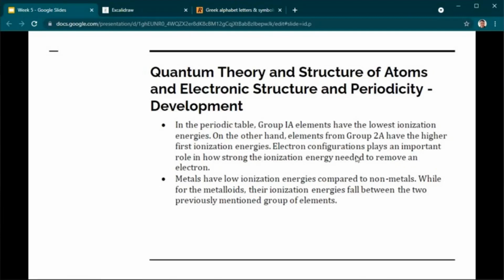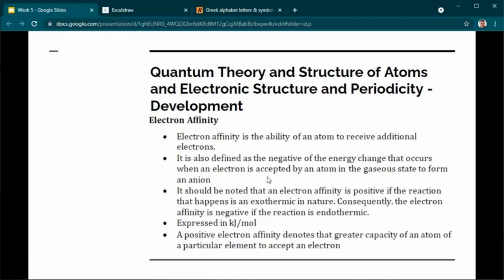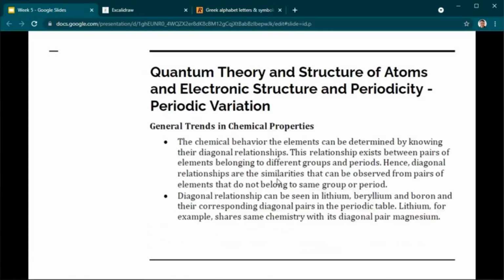Electron configuration plays an important role in how much ionization energy is needed to remove an electron. Metals have low ionization energy compared to nonmetals, while the metalloids have ionization energies that fall between the two previously mentioned groups of elements. Next, we have the electron affinity.